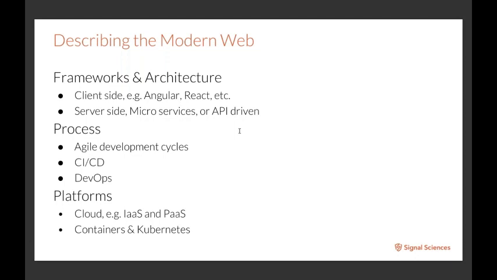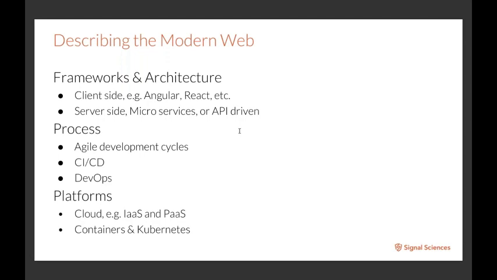The second piece is about process. These are the processes that drive the modern web. So your agile development cycles, things are moving faster, deploying faster. CI/CD, and then DevOps, of course. All of those are I'm sure very familiar terms, but that's really the process that's driving the modern web. And then platforms.